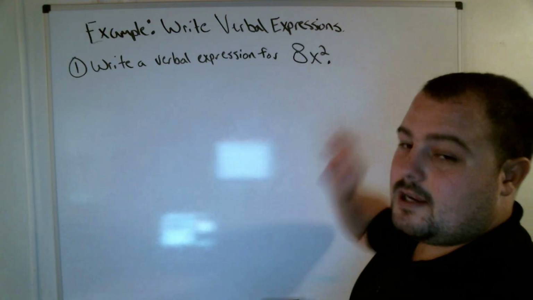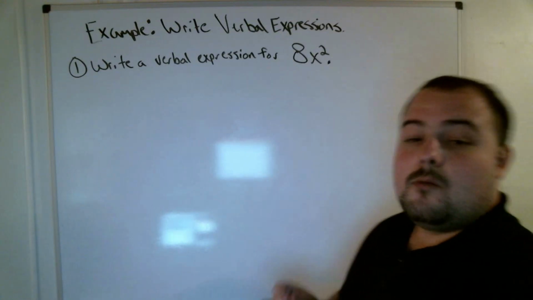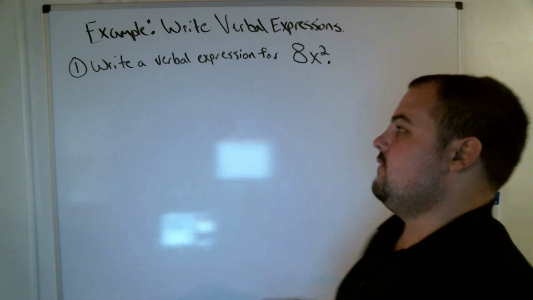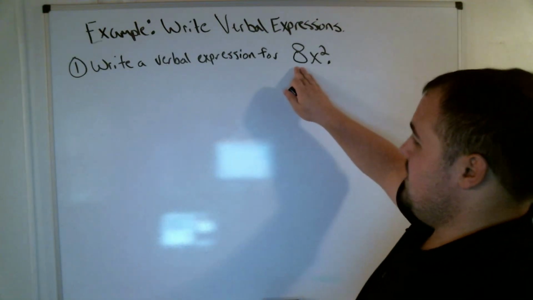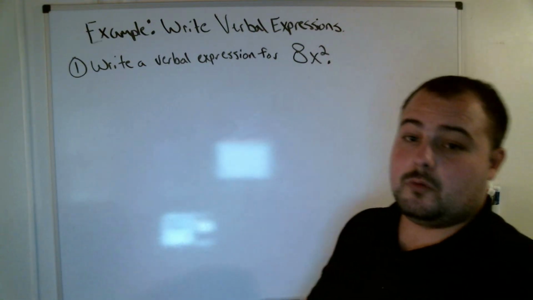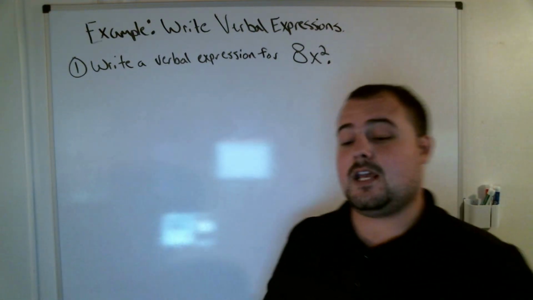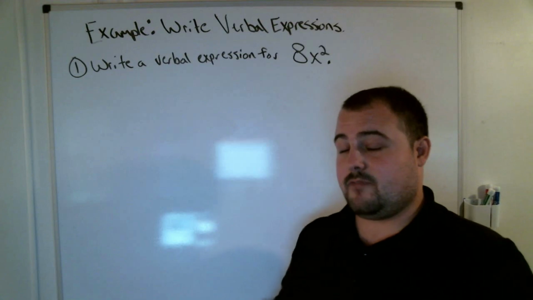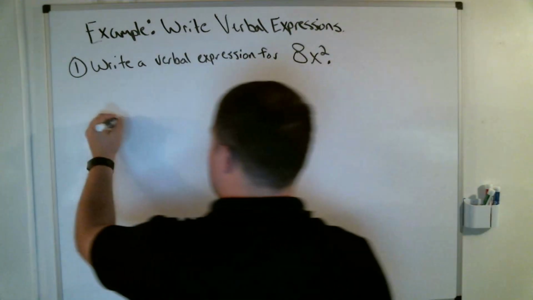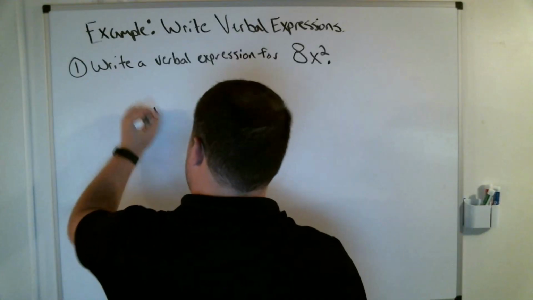Now you can't just write 8x squared. Whenever we're writing verbal expressions, we have to talk about the operations that are happening. So in this case, we have to talk about the 8, we have to talk about the x, and we have to talk about this little 2. And whenever we do that, we have to actually write that in words. So if I were to do this, I'd be reading this as 8. That's the very first thing I see.